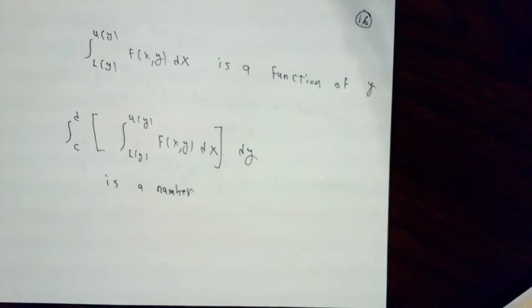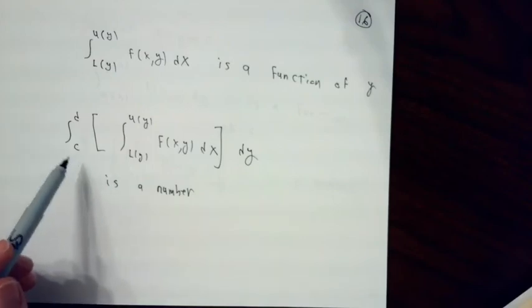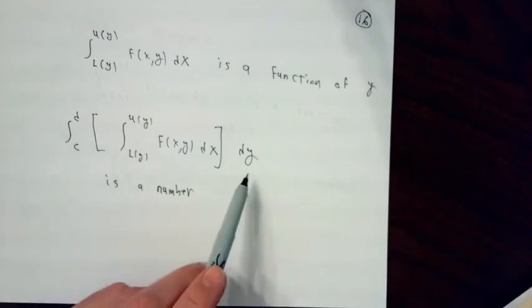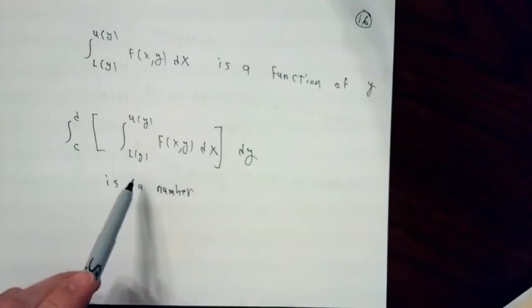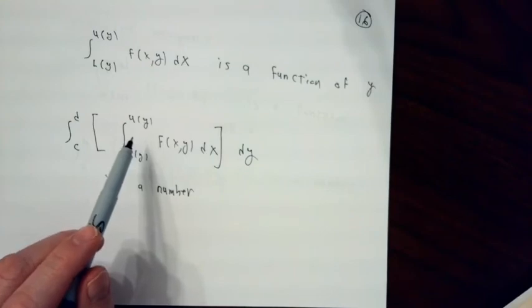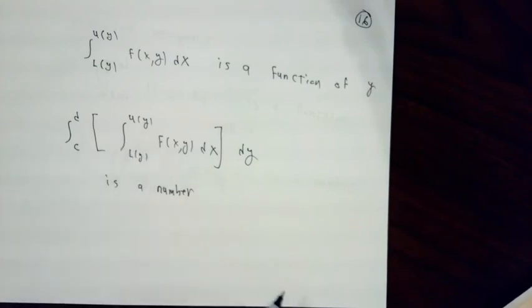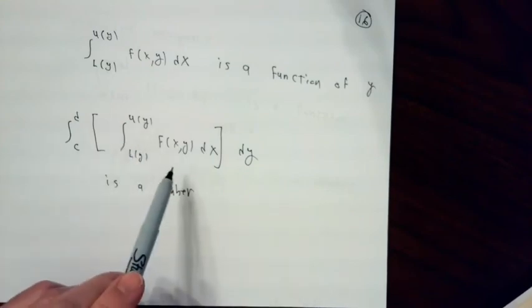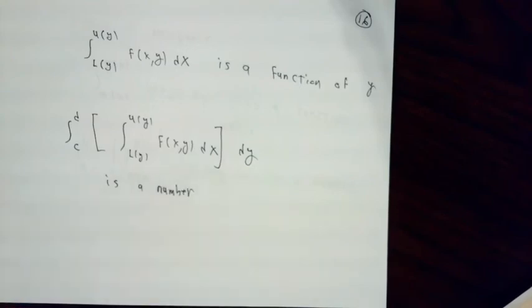The other kind of iterated integral that we might look at is the integral from c to d with respect to y of the integral from L of y to u of y, L and u are for lower and upper, of f of xy with respect to x. This should come out to be a number that doesn't have x in it and doesn't have y in it either.